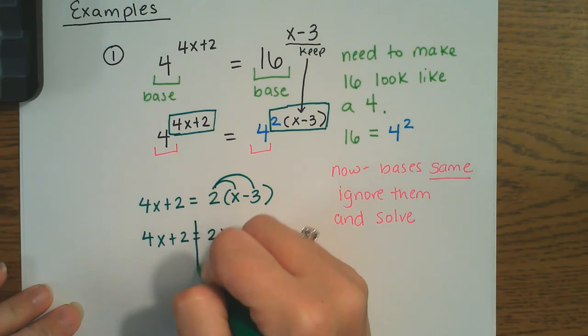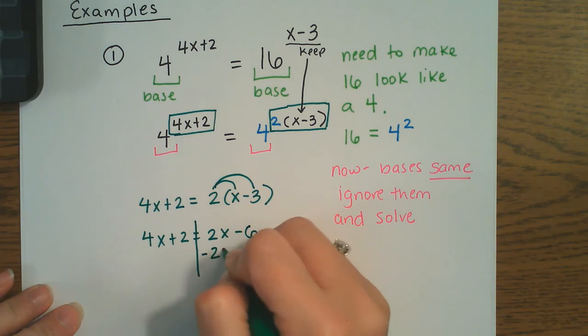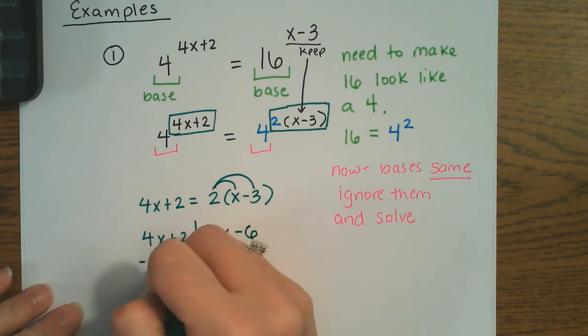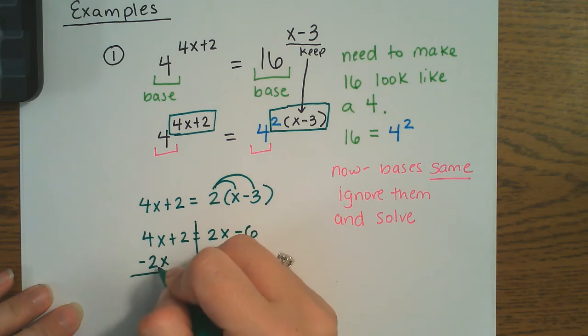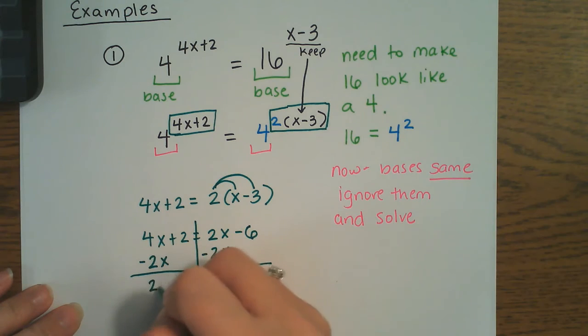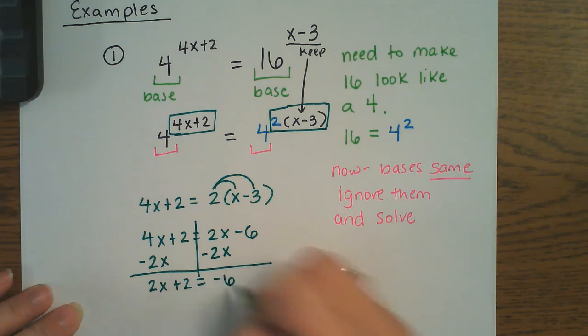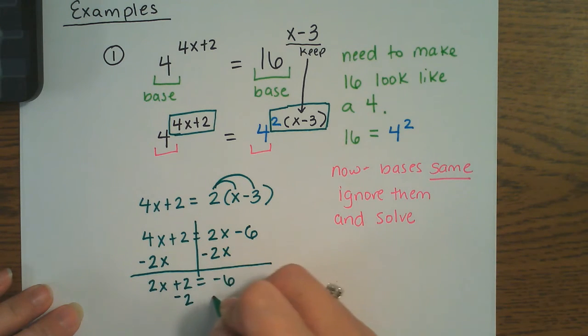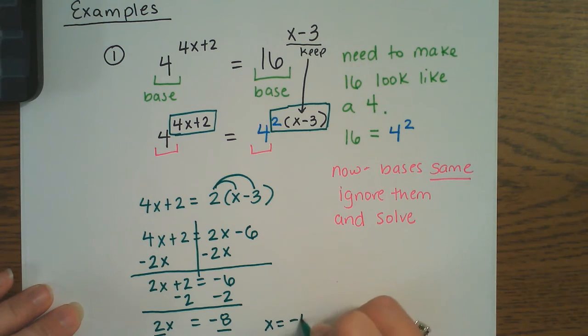When you're solving these, there are a couple different ways you can go here. I always prefer to subtract the smaller amount of x's from the larger one first. That's my personal preference. 4x minus 2x is 2x plus 2 equals negative 6. Subtract 2. 2x equals negative 8. Divide. x equals negative 4.